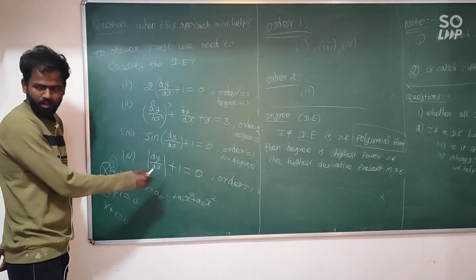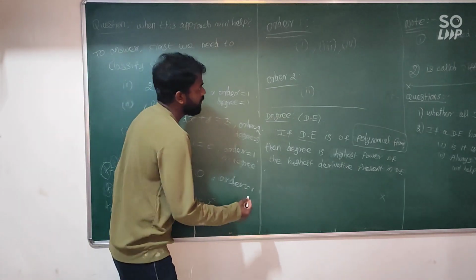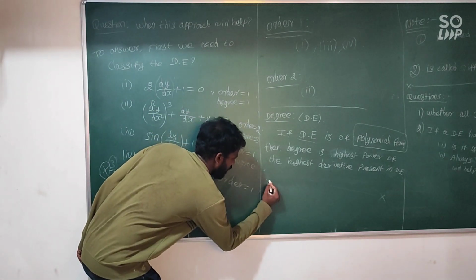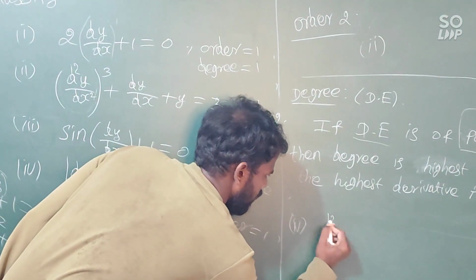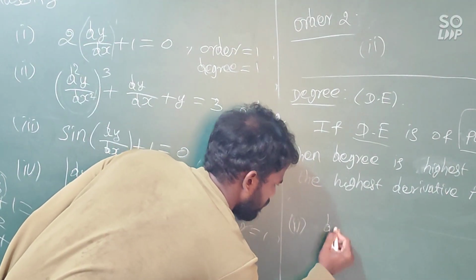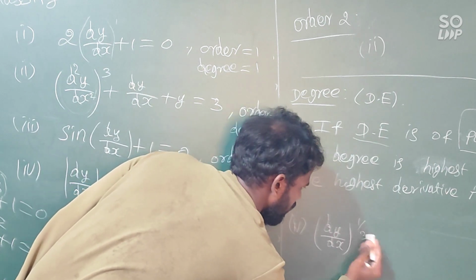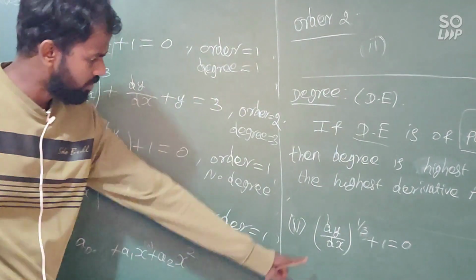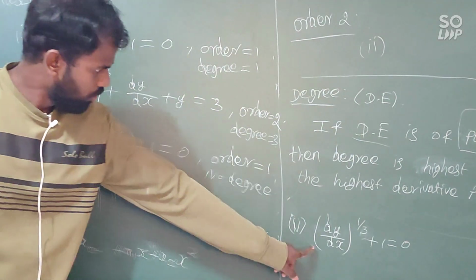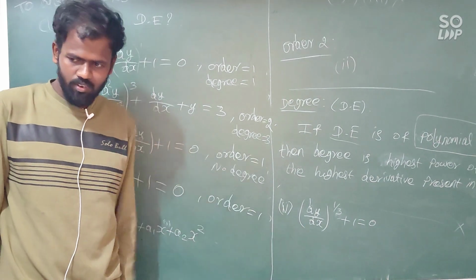This polynomial may not appear directly. For example, you have the equation, maybe 5 I will take, (dy/dx) power 1/3 plus 1 is equal to 0. So this is your differential equation. So can we define degree here? Yes. Why? Is it polynomial?